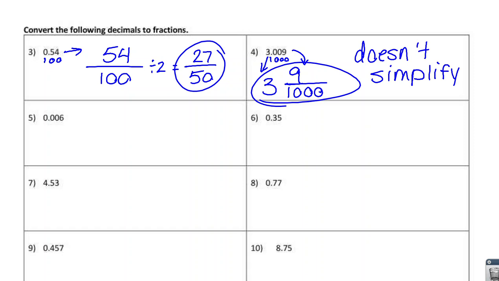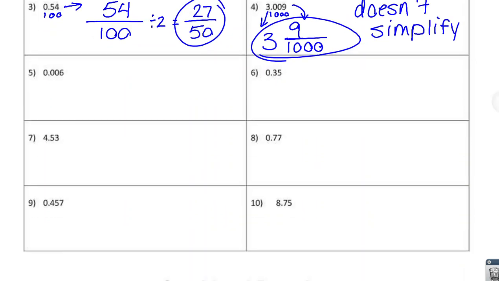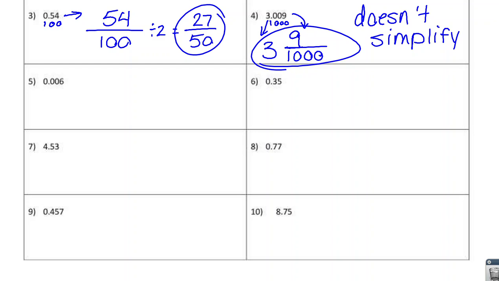So what I want for you to do is try number 5 and number 6, and then unpause to check your work. So number 5, that is going to be 6 over 1,000 because that's the thousandths place. I can divide that one by 2, and I get 3 over 500, and that's where it ends.